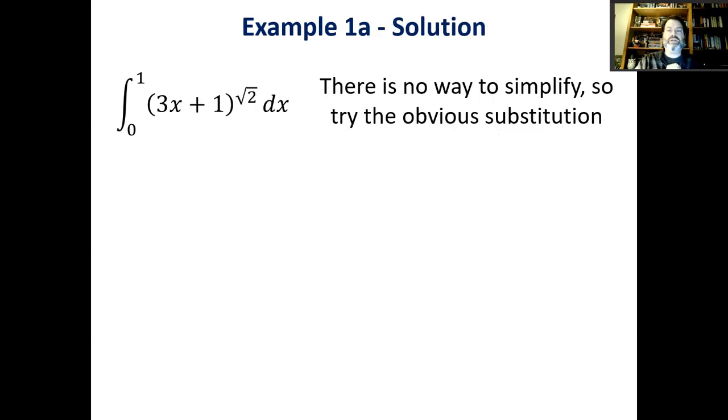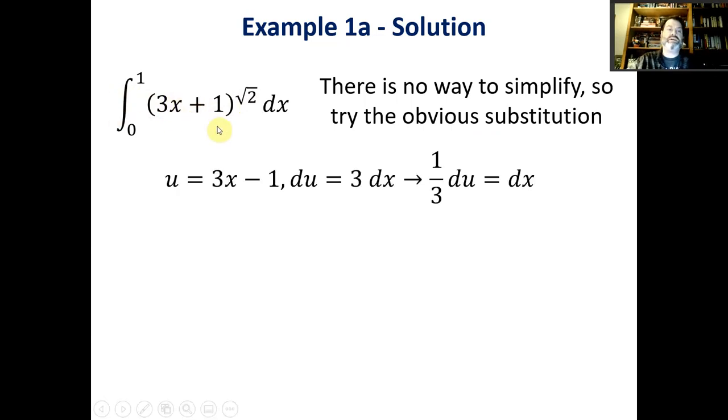All right, so let's jump into the first one. You would try simplifying. No way to simplify it. And you want to look for an obvious substitution. So here we have a function to a power, so we want to use the power rule. We use the power rule when it's like u to a power, like u to the n. So that tells us that u should just be the inside function.